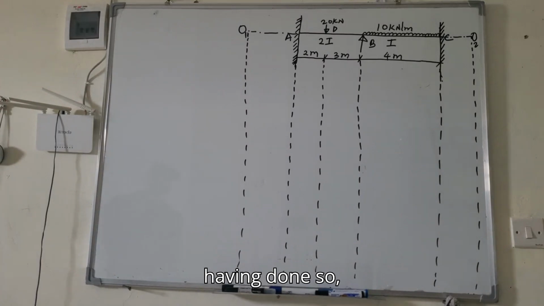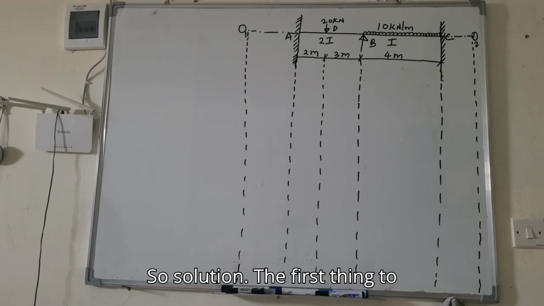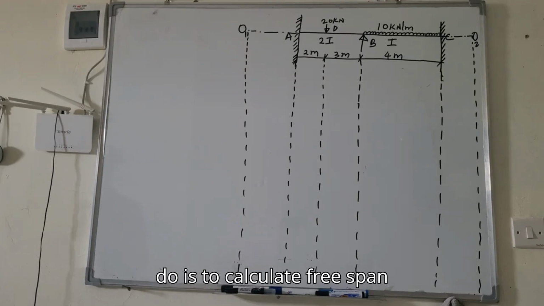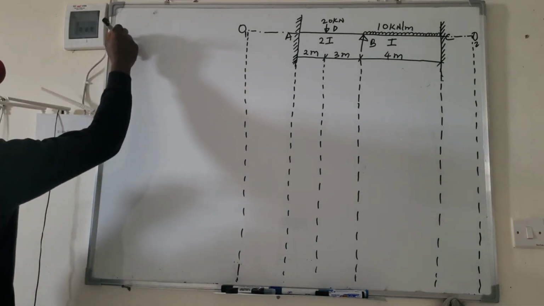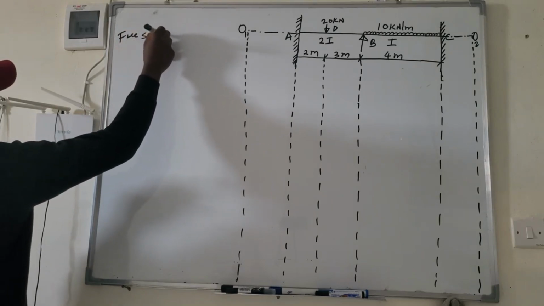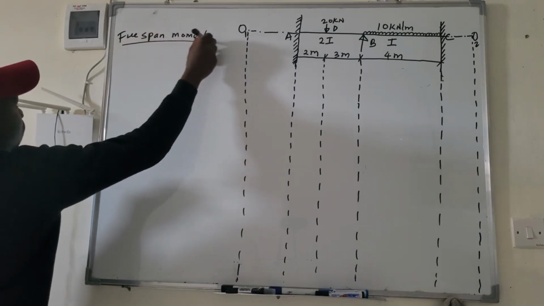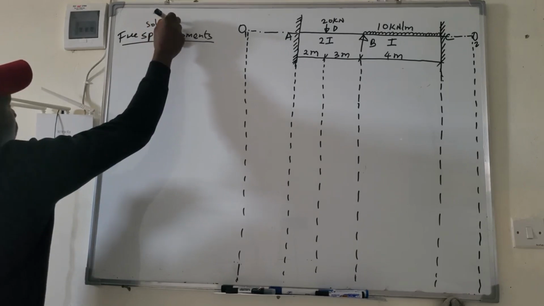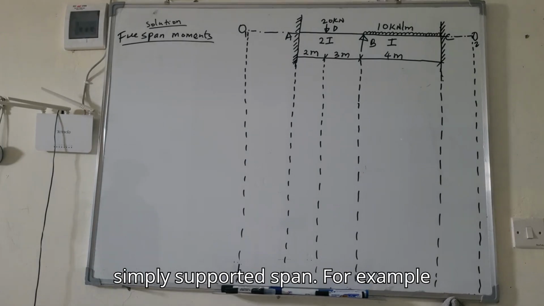After having done so, the next thing is to start solving the problem. Solution. The first thing to do is to calculate the free span bending moments. Consider each span as a simply supported span.